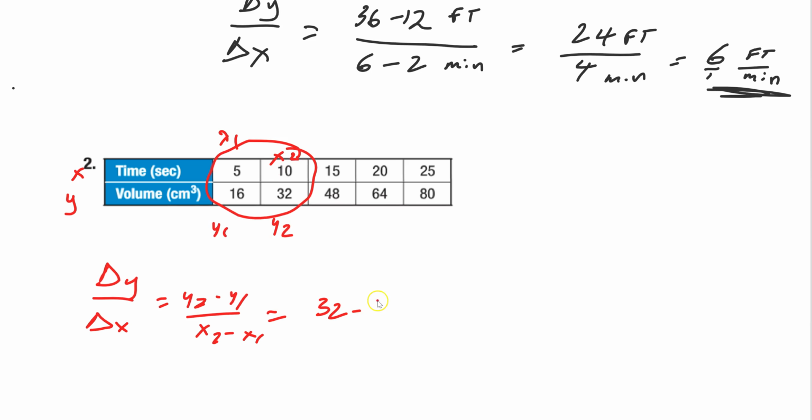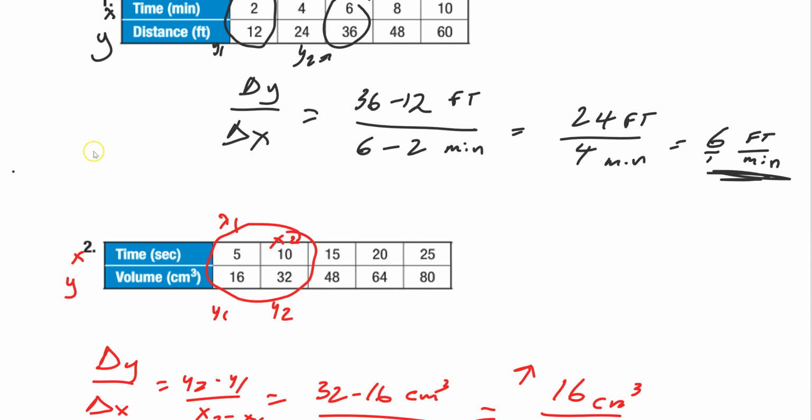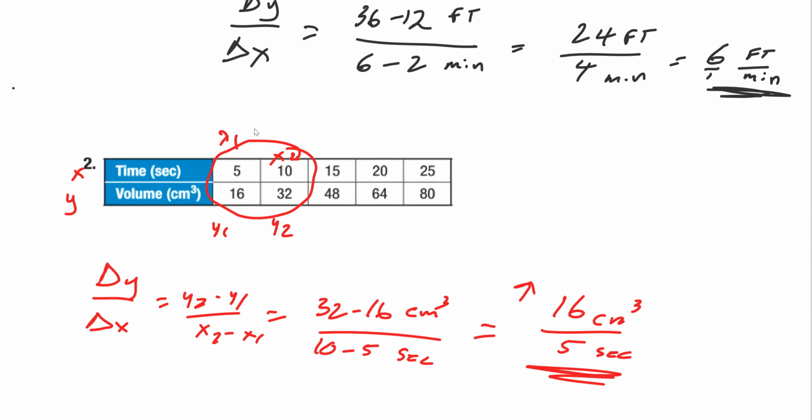So 32 minus 16, again, don't forget the units, centimeters cubed, over 10 minus 5 seconds. Subtract, you get 16 centimeters cubed over 5 seconds. Again, I will mark off if you don't put the units. So it's a positive value, it's an increase: 16 centimeters cubed every 5 seconds. So every 5 seconds you get 16 more centimeters cubed. That's the basic idea of rate of change.